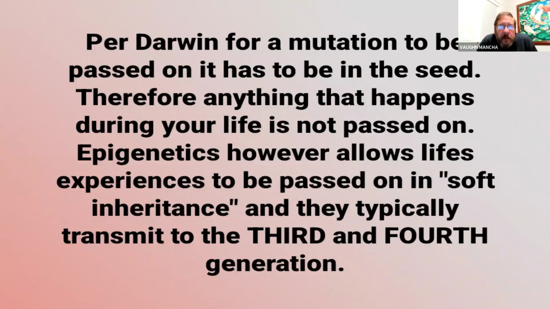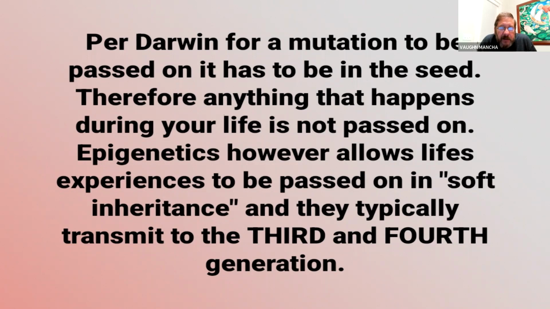So for Darwin, and neo-Darwinism, for a mutation to be passed on, it has to be in the seed. I always found this interesting when I was in college biology and evolution. Everything had to have happened in the seed. If you have a mutation in the liver, it's not passed to the seed. Therefore, anything that happens during your lifetime is not passed on.